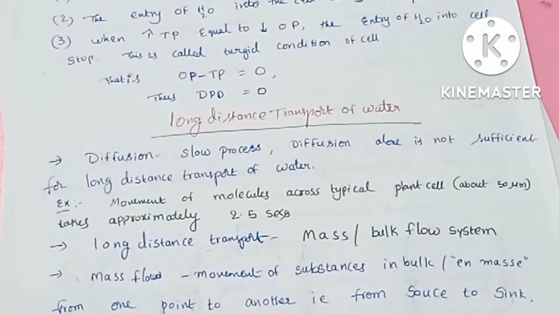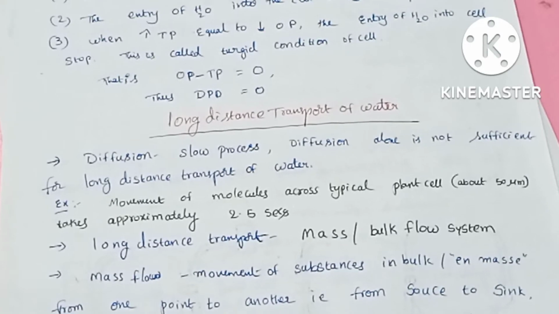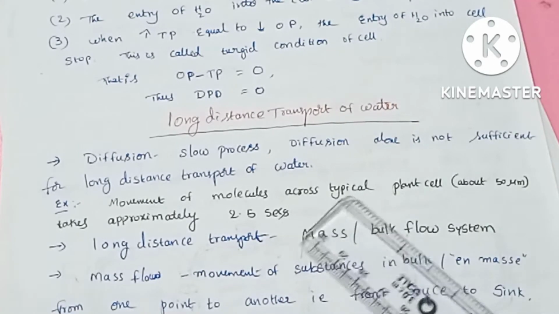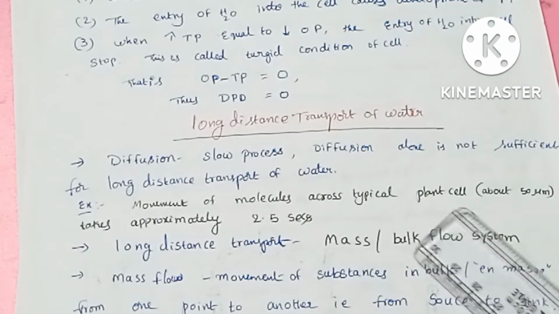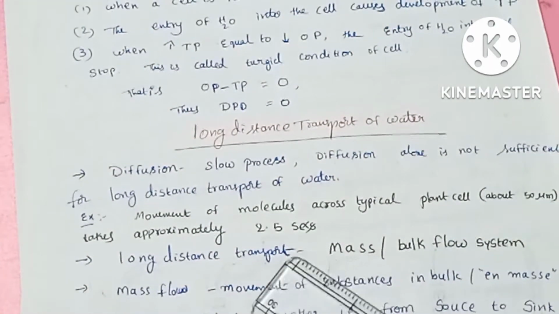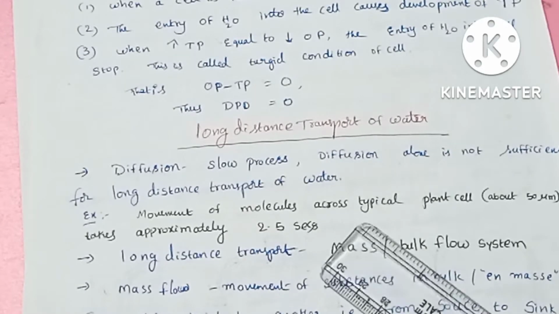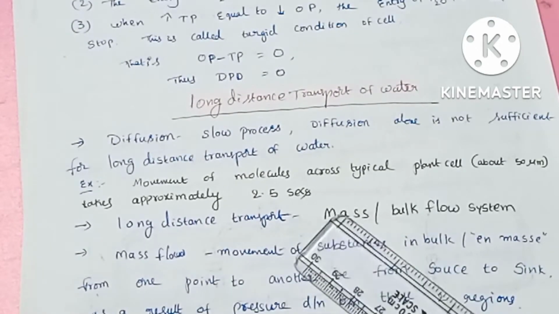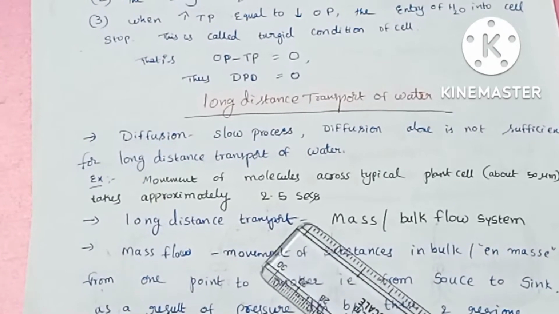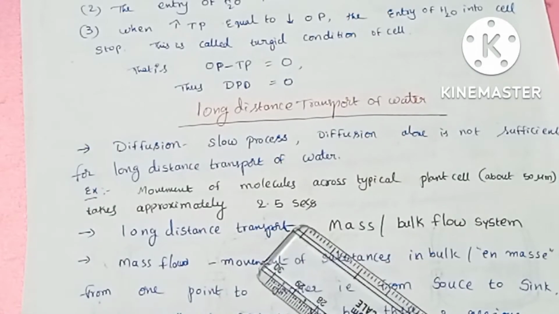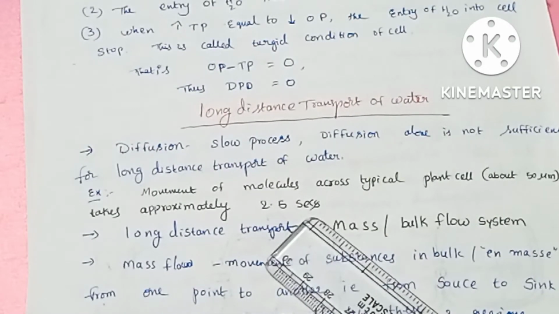If you see in case of diffusion, this diffusion is a slow process, and this diffusion alone will not be sufficient to transport the water and mineral salts in the tall plants. That's why there is a long distance transport system in plants. For example, in the case of diffusion, the plant cell has a diameter of 50 micrometers. If a molecule has to move across the typical plant cell by diffusion, it will take nearly 2.5 seconds. If water has to be moved by means of diffusion to the taller plants, it will take nearly years, right? So that is why diffusion is not sufficient for the transport in the taller plants.